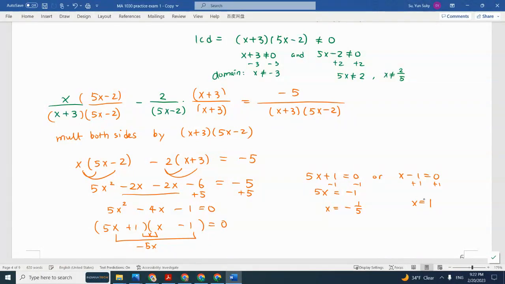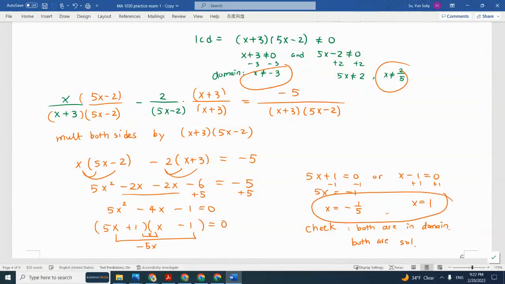So make sure you check. Look at the domain. Both of them are in the domain, so both of them are solutions.